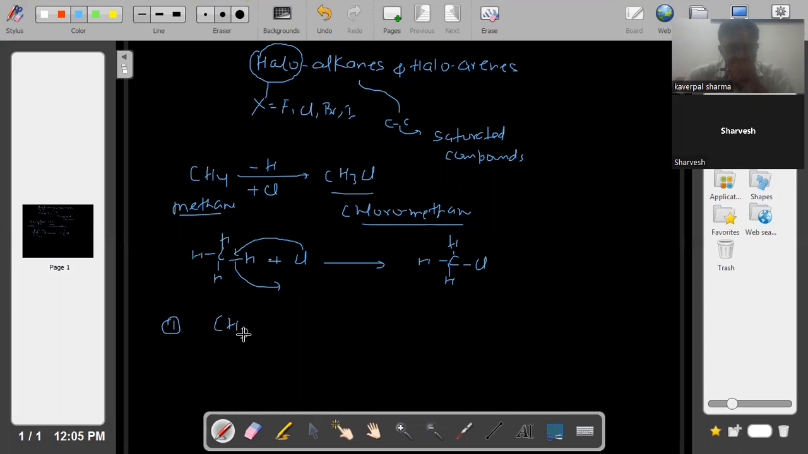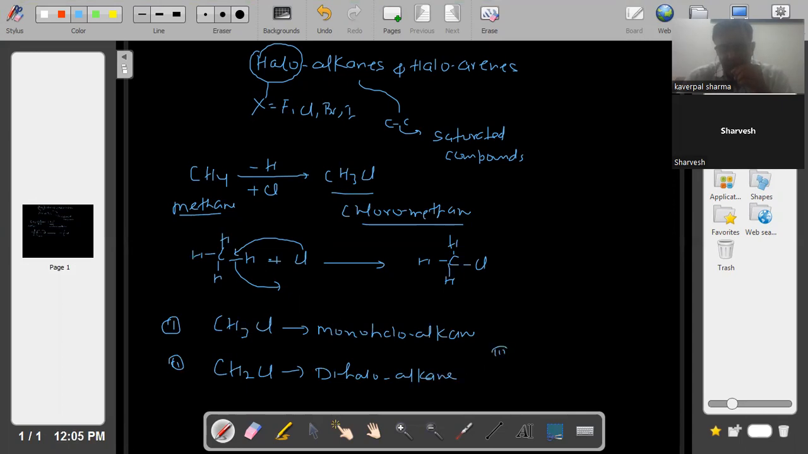If one halogen substitutes one hydrogen, that is called monohaloalkanes. If two hydrogens are substituted by two halogens, then dihaloalkanes. If more than two, like CHCl3, polyhaloalkanes.